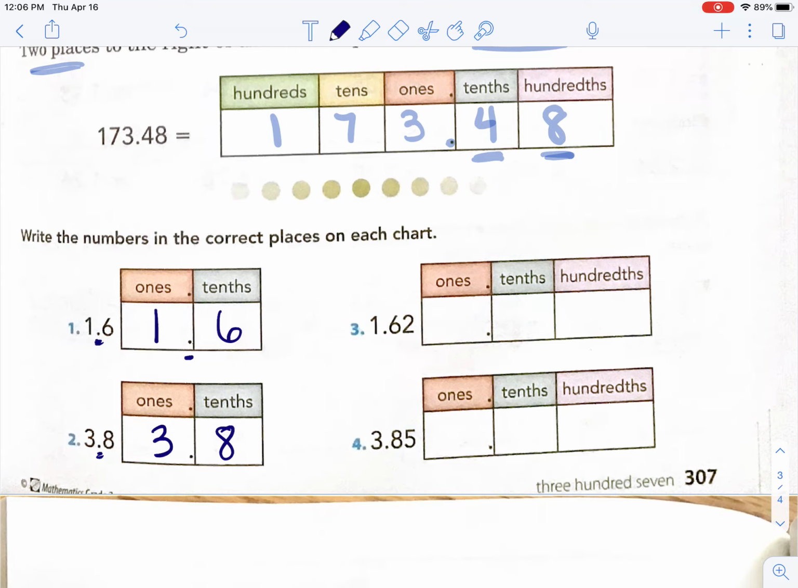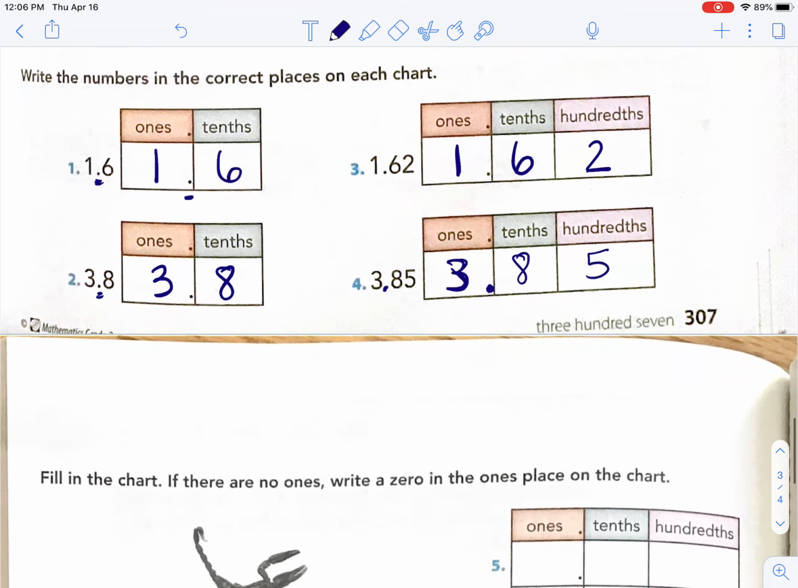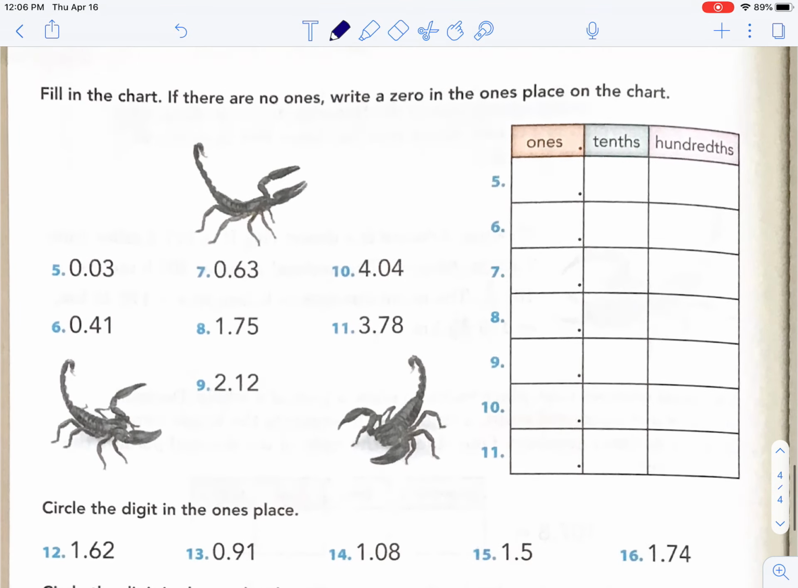Now let's look. Now they're moving all the way to the hundredths. 1 whole, 6 tenths, that's like 6 dimes, and 2 hundredths, like 2 pennies. Do you see that? So number 4, there's 3 ones, 8 tenths, and 5 hundredths. Do you see it? And the decimal point is right there, and that matches. Awesome. That's a good intro. Keep going. Let's build on that.